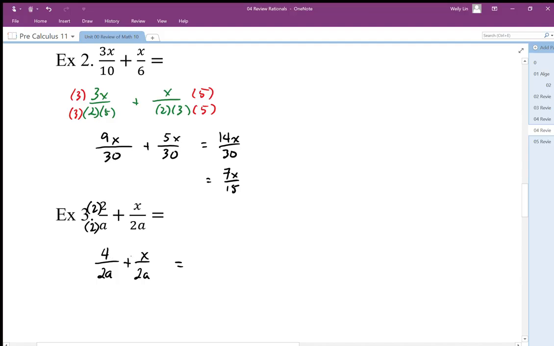Just remember that 4's and 1's and x's can't be counted together. So although the denominator is the same, I cannot actually combine the terms in the numerator, okay, because they are not like terms.